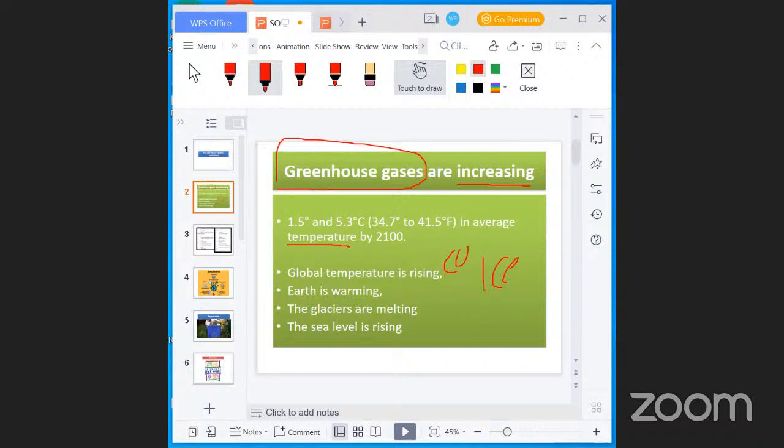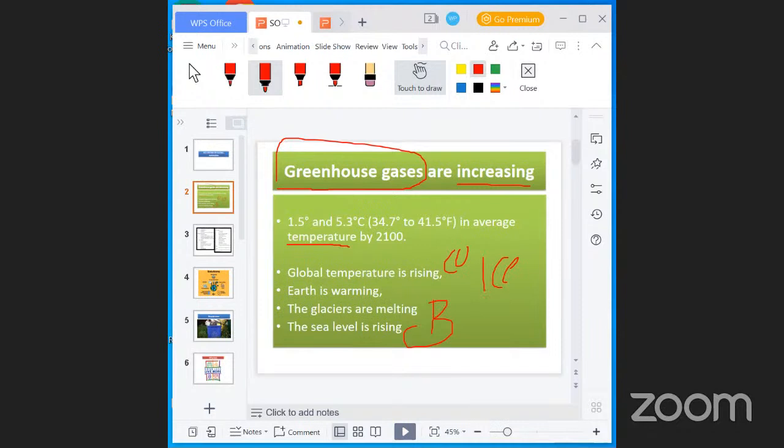So the burning of fossil fuels. Remember this word, burning of fossil fuel. That is using lots of vehicles and cutting down trees, etcetera, right? These are the main causes behind global warming, right?